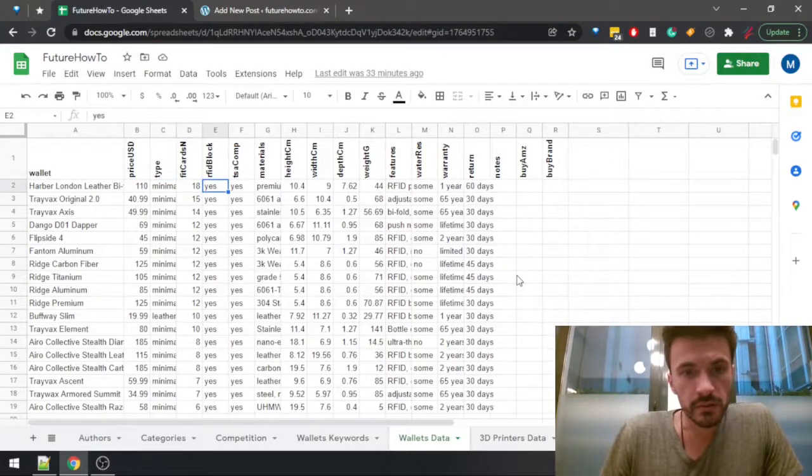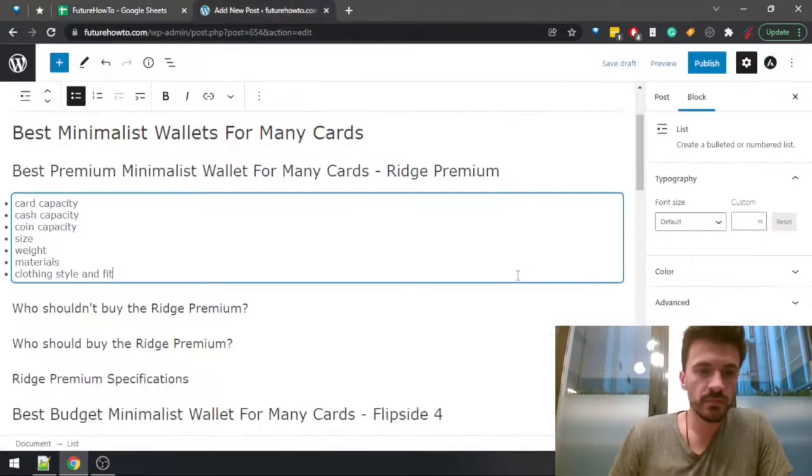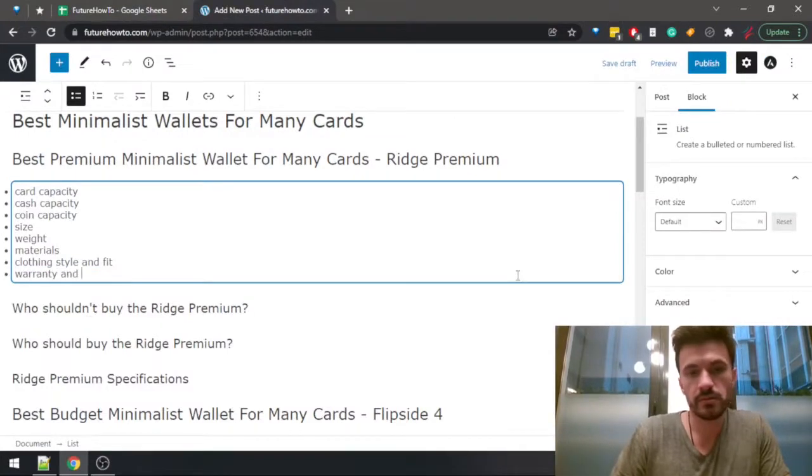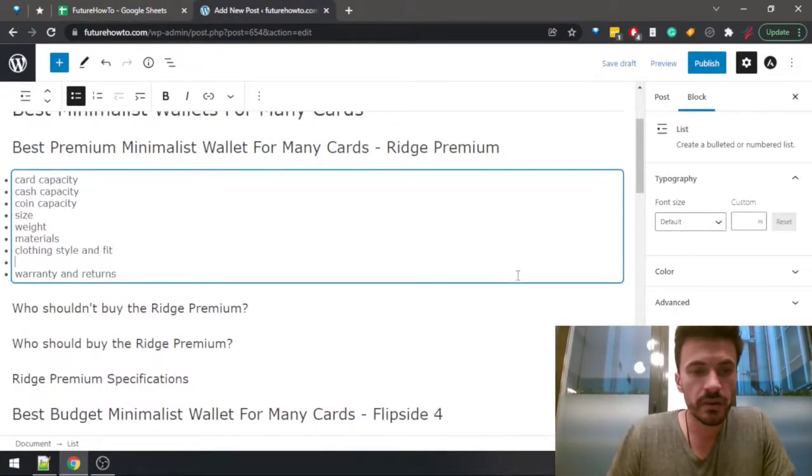Maybe we're gonna do, what else is there? Maybe we're gonna do warranty returns, and probably add features like RFID blocking, stuff like that.